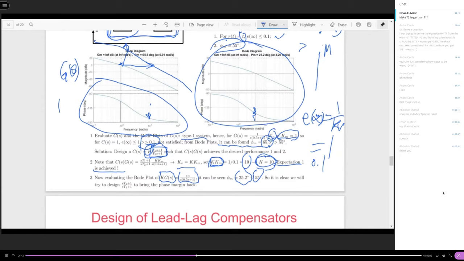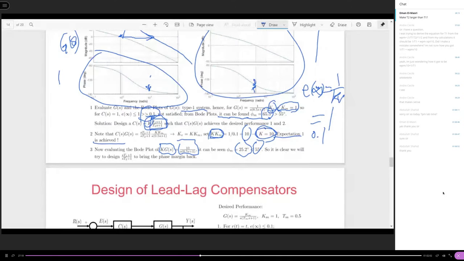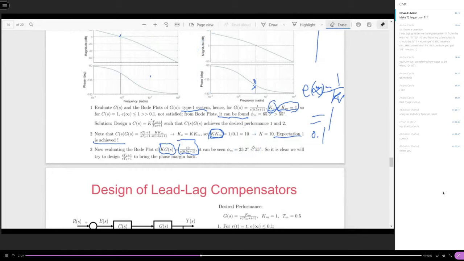But you can see, if you go higher to achieve a smaller tracking error, then your phase margin will continue to decrease, okay? So here I just want to say that if you can do the design for K equal to 10, then you will be able to do it for K larger. The precision is going to be the same, so it doesn't matter. That's why I can take K equal to 10 as an example to show this design procedure.